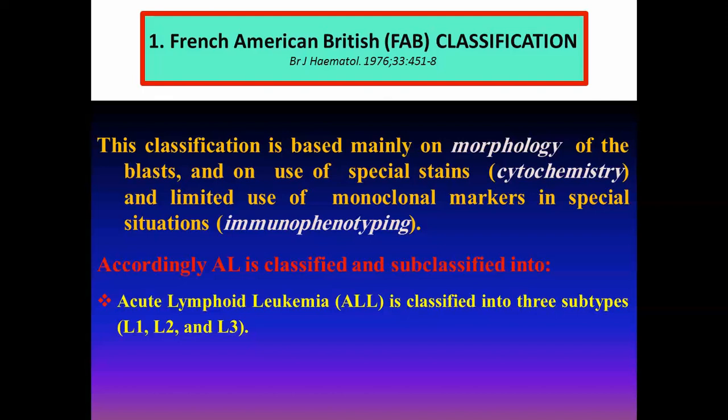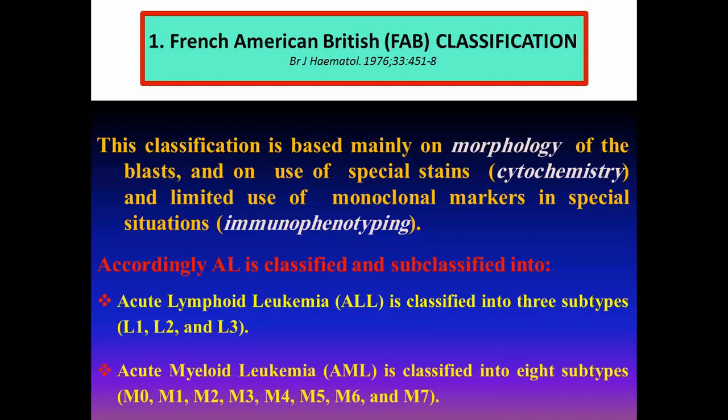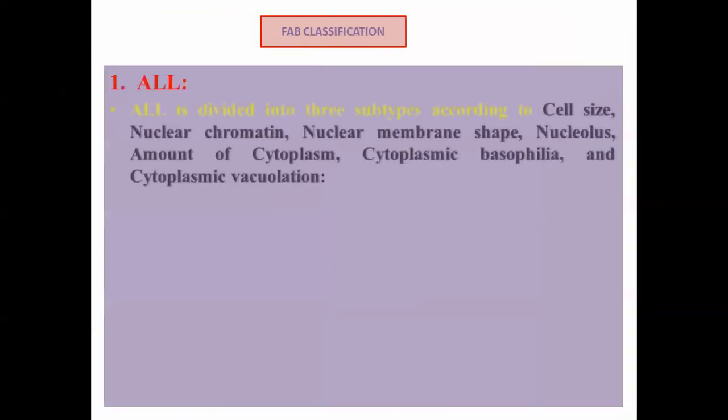Accordingly, acute leukemia is classified and subclassified, first, into acute lymphoid leukemia. We divide it according to the FAB classification into three subtypes, L1, L2, L3, depending on the morphology. The FAB classification is based mostly on morphology and cytochemistry, with limited use of monoclonal markers in special situations using immunophenotyping. While acute myeloid leukemia is classified into eight subtypes, M0, M1, 2, 3, 4, 5, 6, 7. This is the FAB classification.